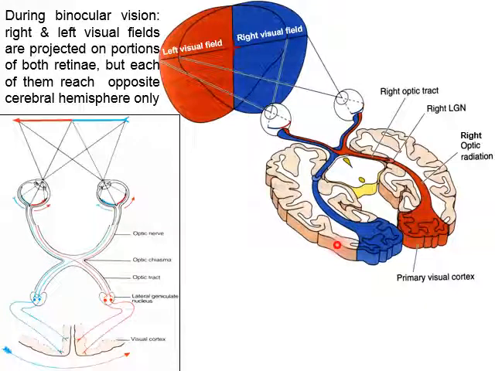So during binocular vision, the word binocular vision means that you are using both eyes. The left and right visual fields are projected on portions of both retina. As you see, both retina show part perceived from the right and left visual field. But each of them, whether it is right visual field or left visual field, reach the opposite cerebral hemisphere only. So the right visual field reaches the left cerebral hemisphere, the left primary visual cortex. The left visual field reaches the right primary visual cortex.